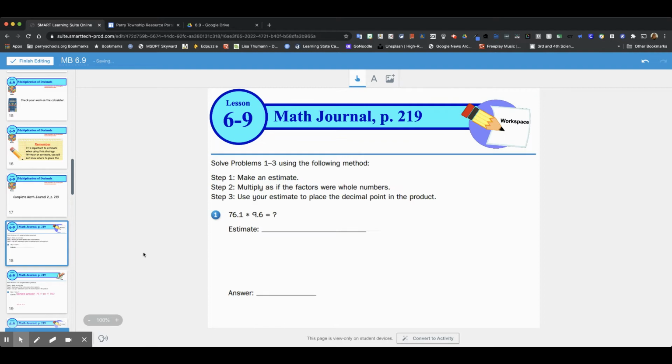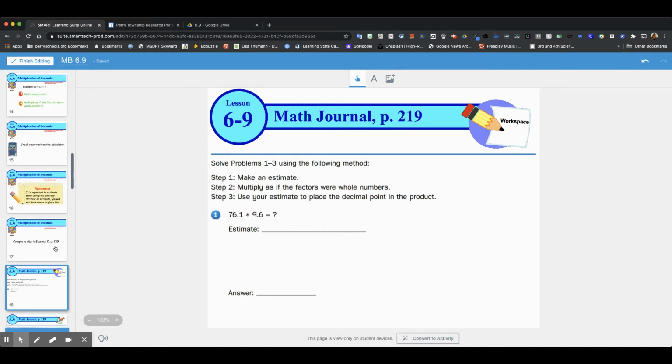So it says, for problems 1 through 3, use this following method. Make your estimate, multiply as if they're whole numbers, and use your estimate to place the decimal. Go through problems 1 through 3, go try them out, pause your video, and then come back and check your work with me when you're done.